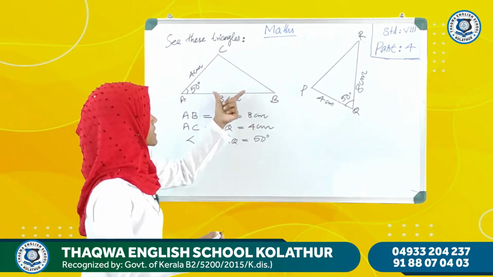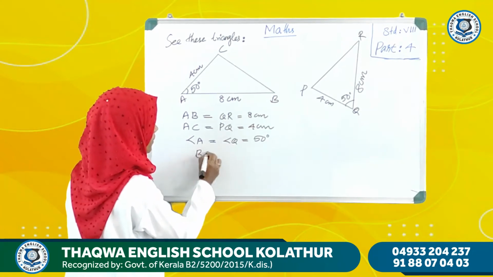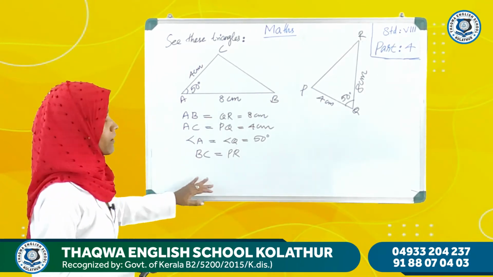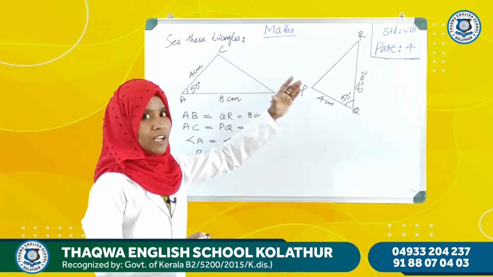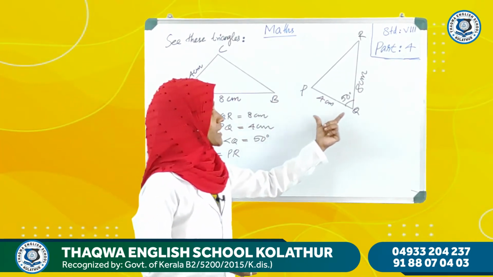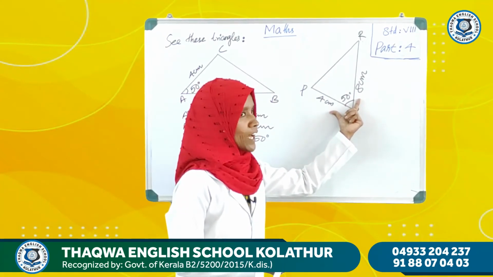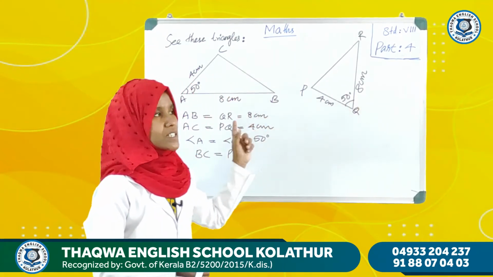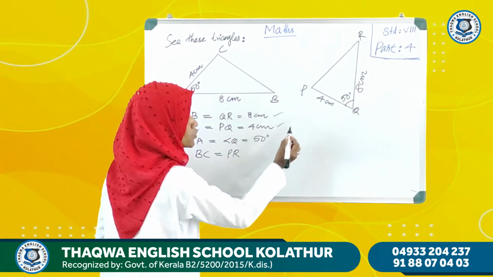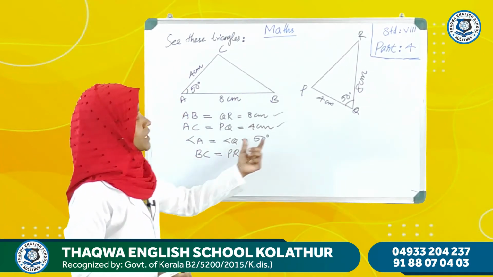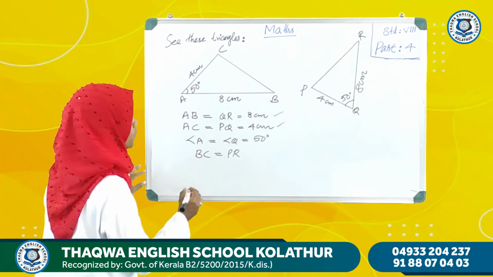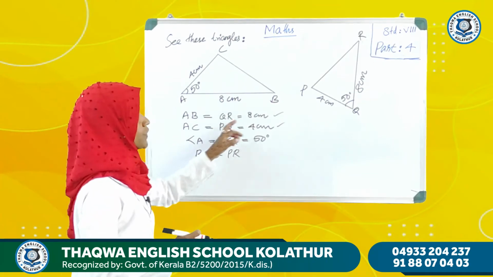From this we get BC equals PR. How? By our result, if two sides and the angle made by them of a triangle are equal to two sides and the angle made by them of another triangle, then the third side and the other two angles are equal. So we have two sides given, and the third sides BC and PR are equal. Next we have to find the other two angles. Angle A is 50 degrees.